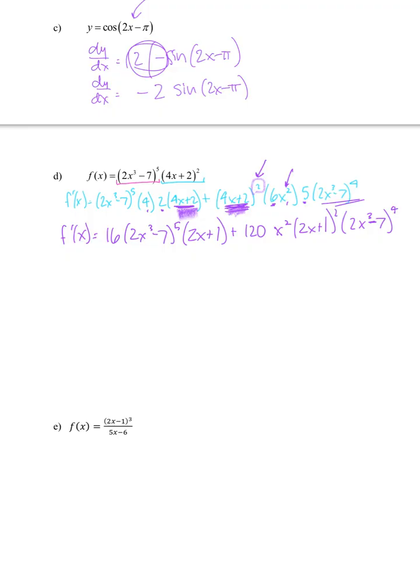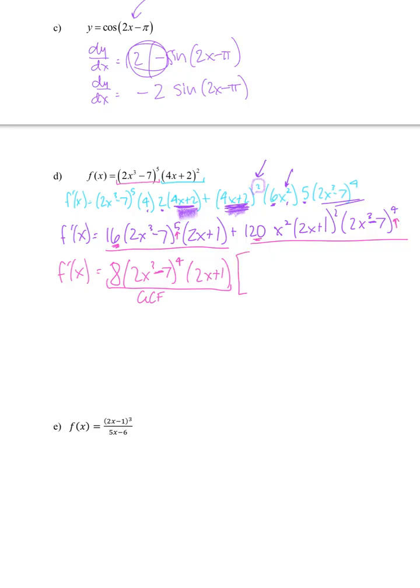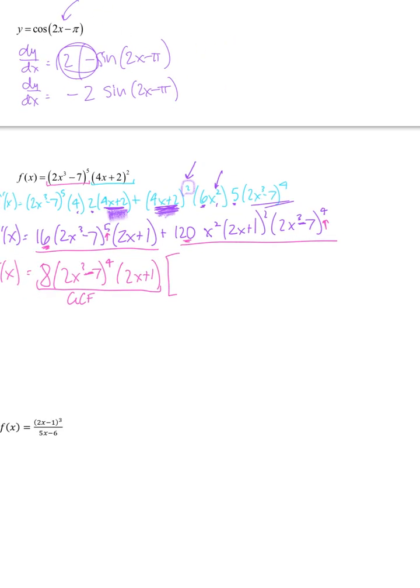Now these two terms do have a GCF. The GCF of those is 8, because there's an 8 in the 16 and an 8 in this 120, times (2x^3 - 7)^4, because this one has 5 of them, but this one over here has 4 of them, and (2x + 1). That's the GCF. Let me try and label this. GCF. All of this is the GCF. But that still means that I should have 2 terms left.